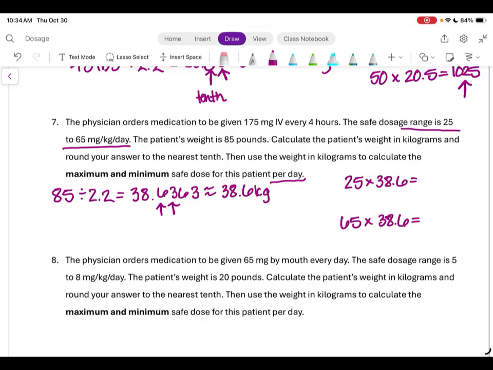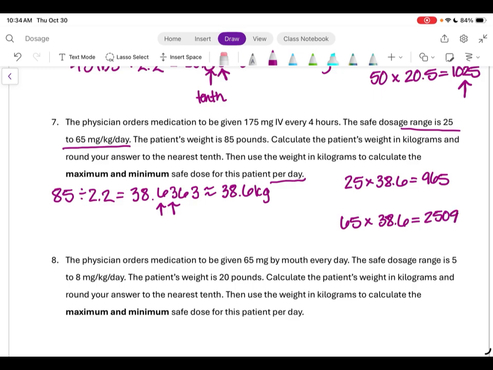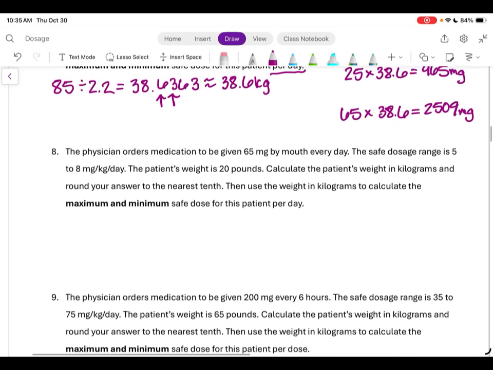All right, let's math that out. I get 965 here, and then 2,509 here. So that's my minimum they can have per day. Technically milligrams, but I'm not focusing on that right now. And the max they can have is 2,509 milligrams per day. Okay, let's try another one.